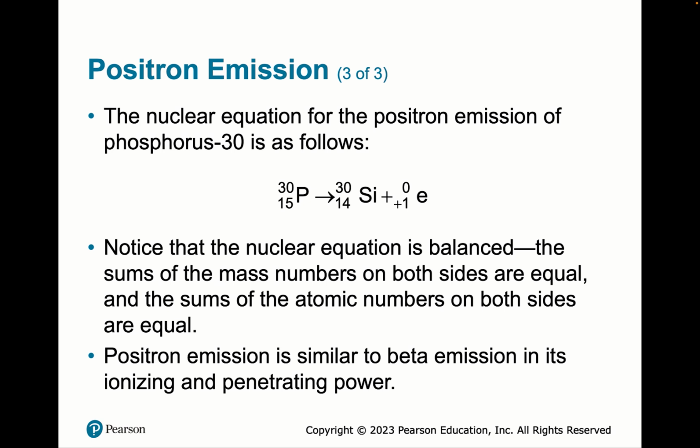So, for instance, here, phosphorus 30 going to silicon 30 plus a positron, and the same thing. The top numbers and the bottom numbers are balanced out. And of course, there's going to be a gamma ray emitted as well. Also, the positron is going to turn into a gamma.